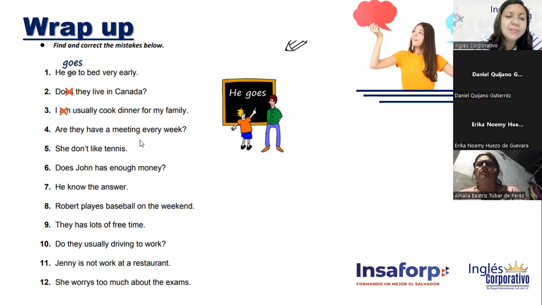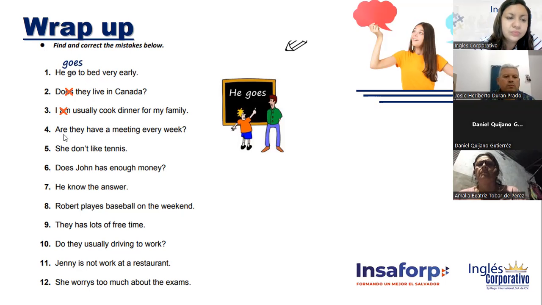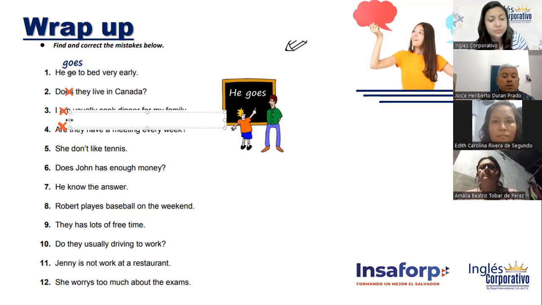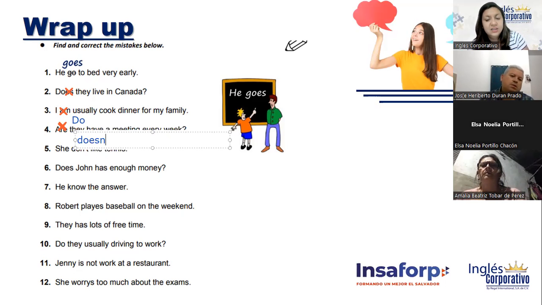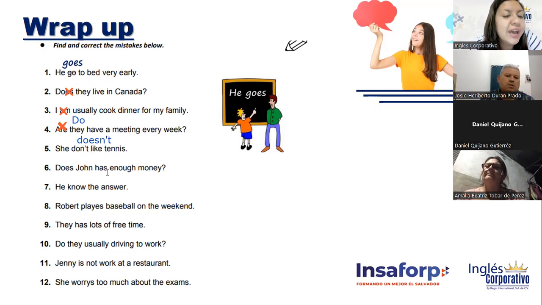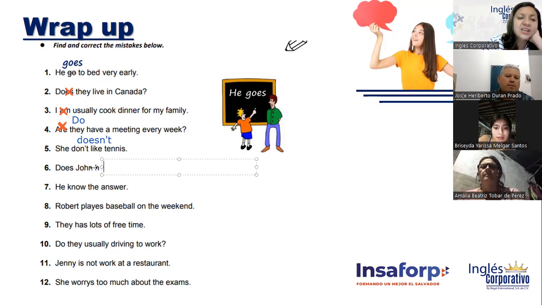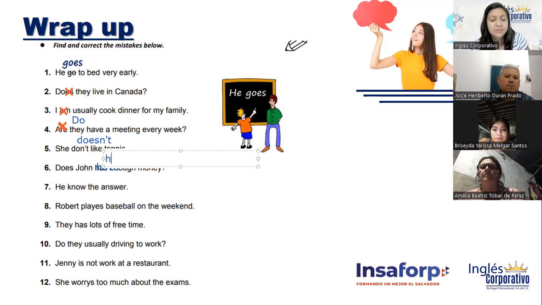Ahora, number four. "Are they have a meeting every week?" Does. Do. Do they have a meeting? La forma correcta sería: do they have a meeting every week? Ajá. ¿Cómo sería? Does John have enough money? En las preguntas, el verbo va en su forma base. Does John have enough money?